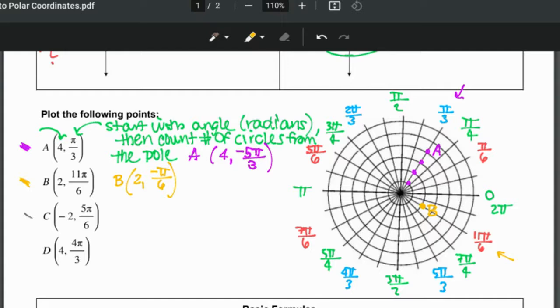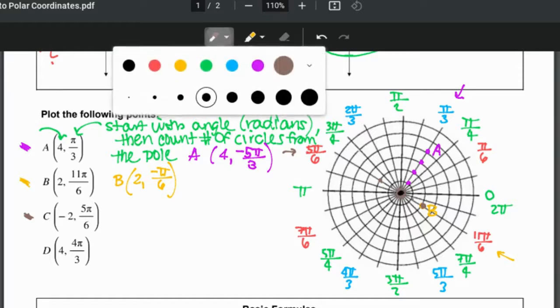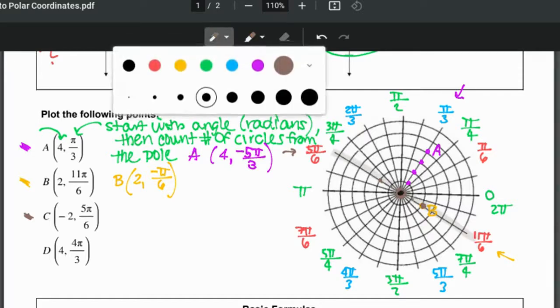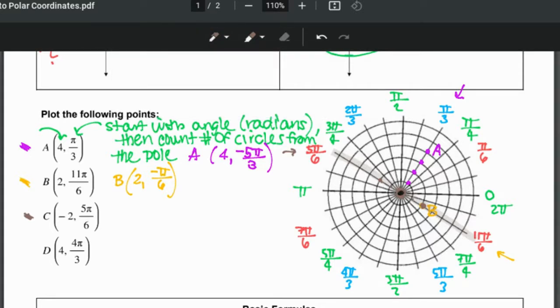All right, for point C, we're going to go to 5 pi over 6. When you see a negative radius, that means you actually want to travel over the pole, like so, cross over the pole and go 2 units on the other side, but still on this same line. Right, so I've highlighted this line, and so I want to just label this point C. And you'll notice that it ends up exactly in the same location as point B.